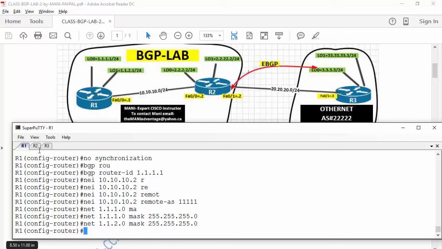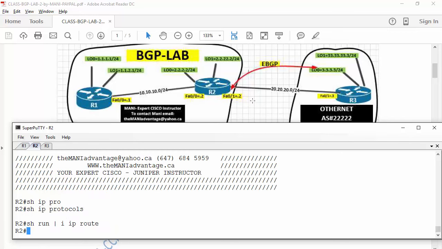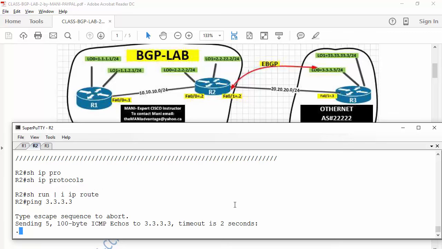Let's go to router 2. Router 2 has two neighbors, but remember router 2 is peering with 3.3.3.3. So from router 3, can I ping 3.3.3.3? So I should have the reachability. So I don't have the reachability. You have to remember BGP needs TCP port 179 as connectivity. So I have to achieve that connectivity.